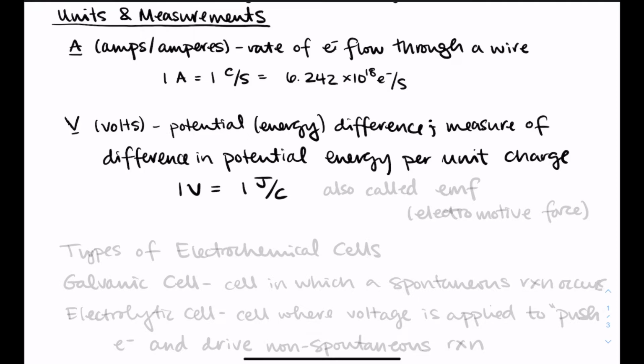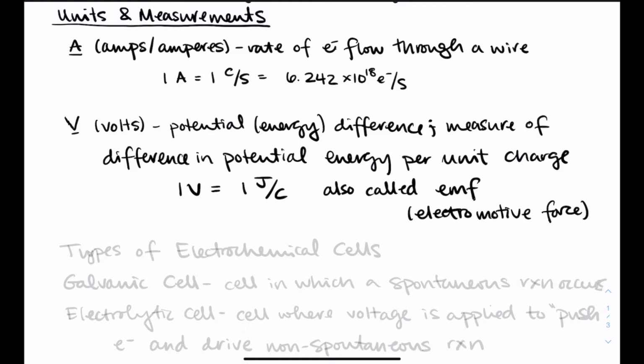The potential difference, or this value in volts, is also called EMF, which I think you will see show up a lot when people are talking about the dangers of electronics. EMF stands for electromotive force.